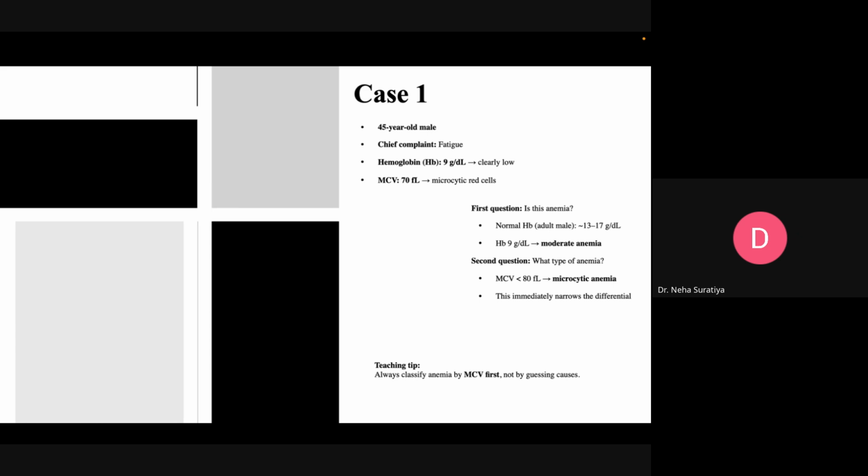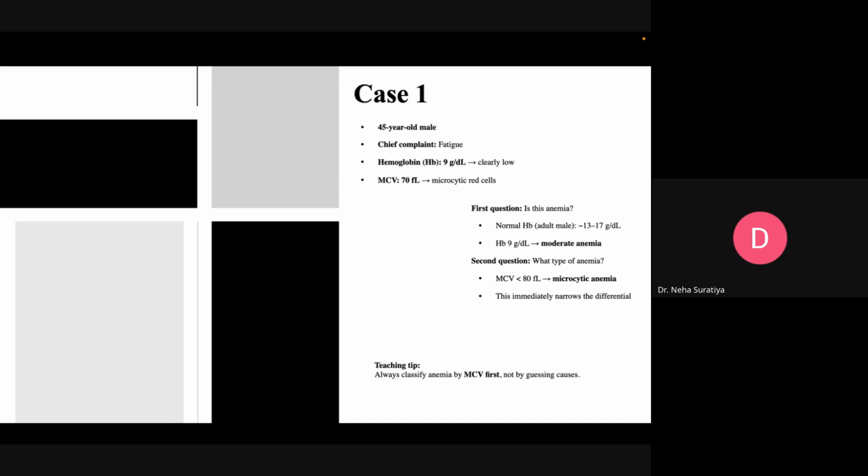Second question, what type of anemia is it? If your MCV is below 80, it will show you microcytic anemia. So this immediately narrows the differential, right? Always classify anemia by MCV first, not by guessing the causes. I will be discussing anemia in detail also, so do not worry. If you have understood the anemia pathophysiology, the case must be clear to you, right?